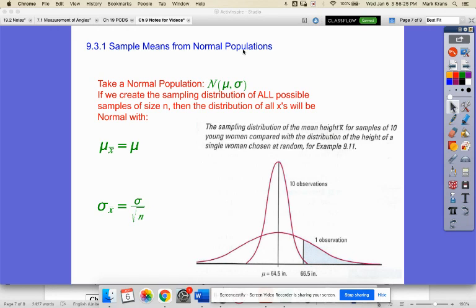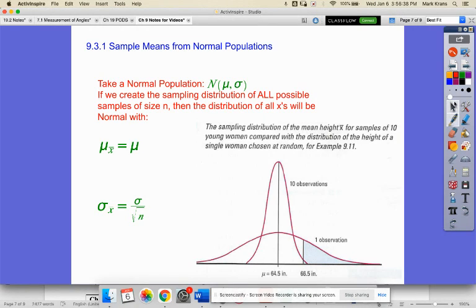Now, if we start with a normal population, then clearly we're dealing already with a quantitative variable. And you take your normal population, create a sampling distribution, all possible samples of size n, the distribution of all the x bars. So I take the mean of every sample. It'll be normal as well. So if it starts normal, it'll end up normal, regardless of the sample size n, with the mean of my x bars being the mean of my original population. The sigma of my x bars shrinks by the square root of n. Instead of it being sigma, it's sigma divided by the square root of n.